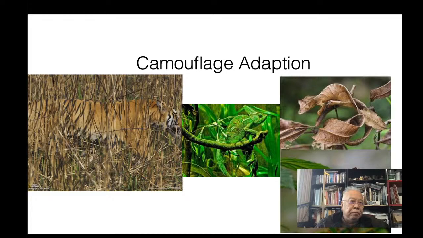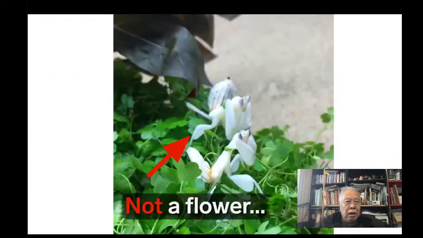But in the case of the tiger, they can sneak up on their prey better by having a skin similar to its environment. These are not flowers, but they look very much like flowers. Again, by being similar to something, they avoid their predators. There might be some other birds interested in eating them. So in order to avoid being eaten, they look like a flower.